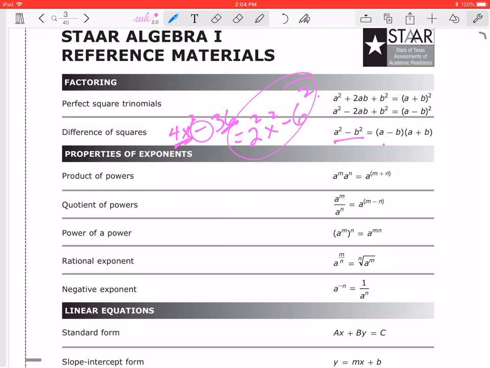So then we would write this out if we were talking in terms of factoring, right? Because we say factoring. We're not talking about solving, but by factoring, we can then solve. So I would write this out. This would end up being 2x minus 6 times 2x plus 6, if I were talking in terms of factoring that and taking the difference of squares. Now, the next section, we have the properties of exponents.